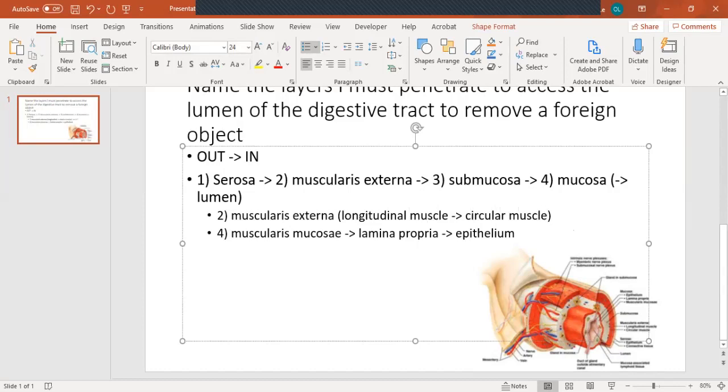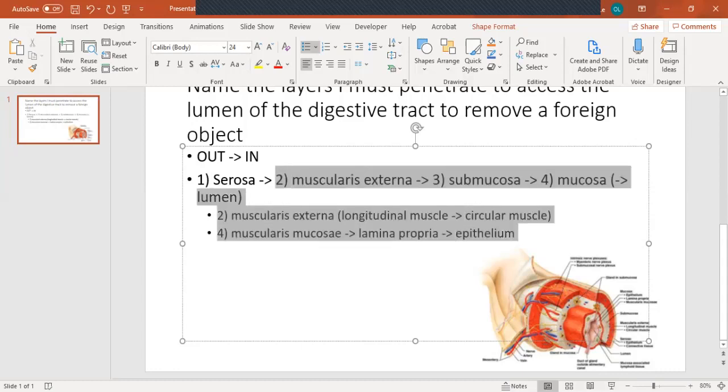And then from there on, you go to the submucosa. From the submucosa, you move into the mucosa. But there's 3 layers in the mucosa. And the first layer to be cut from out to in would be muscularis mucosa. From the muscularis mucosa, you approach the lamina propria. From the lamina propria, you approach the epithelium. Okay. And once you pass the epithelium, you are in the lumen of the digestive tract. Any question on this? Okay.